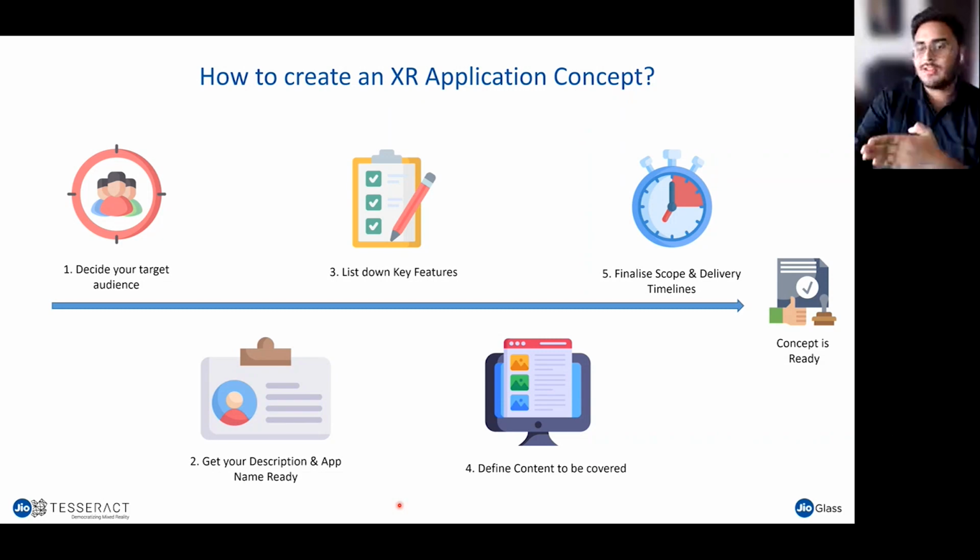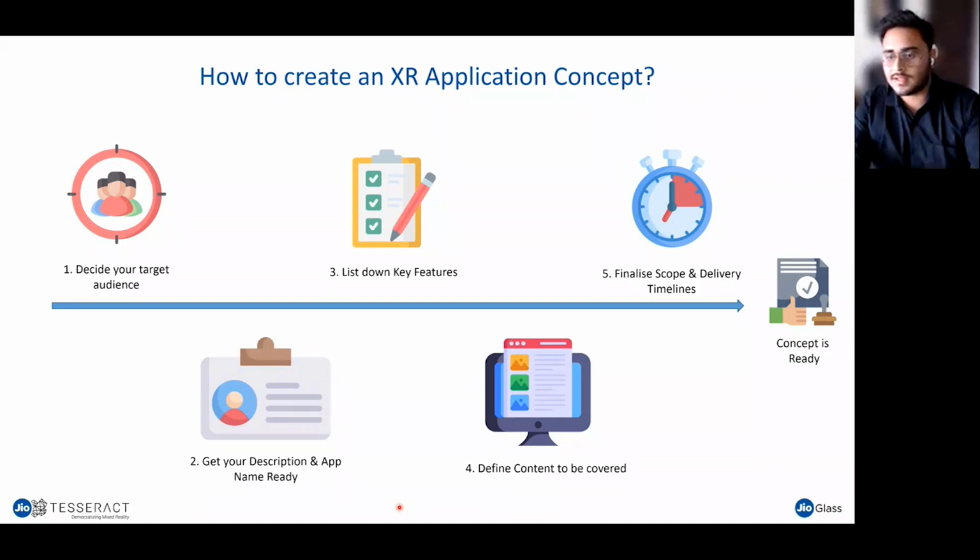Post that, you as a developer think of the entire scope and the delivery timeline. Right now we're pushing for applications that can be ready for the B2C launch that is expected to happen sometime in the month of August, but we're also accepting applications for future timelines. So you think about, if this is your entire application concept and these are all of your key features, what's your final scope and delivery timeline. Once this entire step is done, your app concept is ready, and then your app concept is with us.